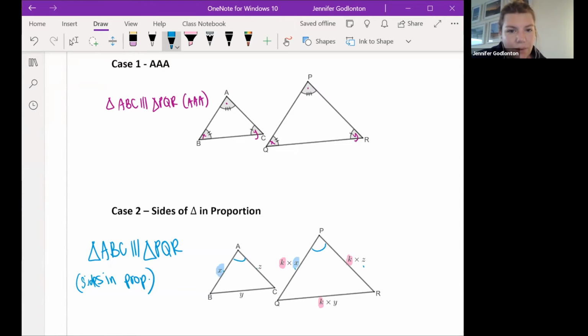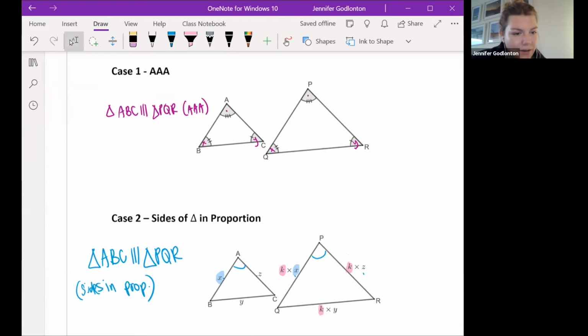Does anyone have any questions about what you've currently seen? So if you said SIP for sides in proportion, it wouldn't be fine. Generally with sides in proportion, you have to write sides in prop.